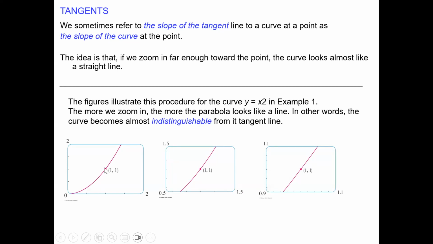Yeah? And then we can see when we zoom in. Please notice the scale from 0 to 2, from half to 1.5, from 0.9 to 1.1. The curve becomes almost like a line, like a tangent line. Okay?